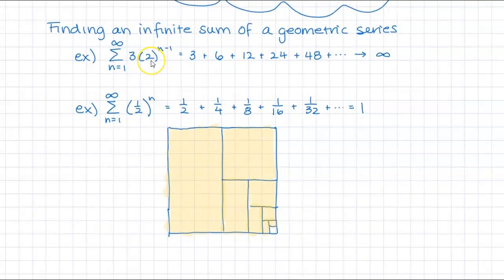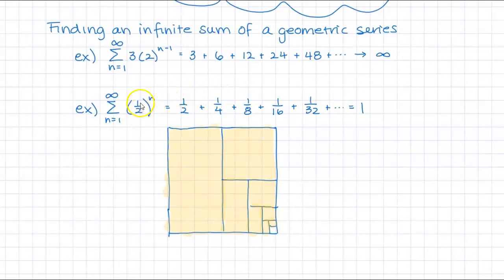It's important to look at the absolute value of the base. I could have had negatives in here, but if the absolute value of the base is greater than 1, that's what's going to make the magnitude of each term get larger and larger and larger. Whereas if the absolute value of the base is less than 1, then the terms are going to get smaller and smaller and close to 0.